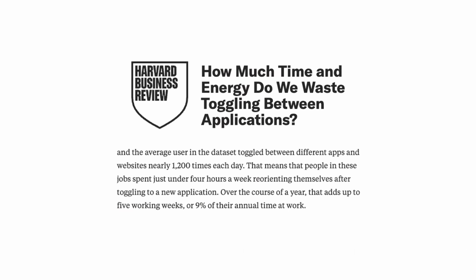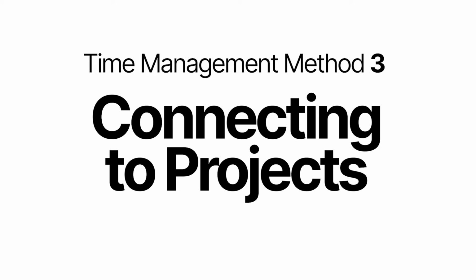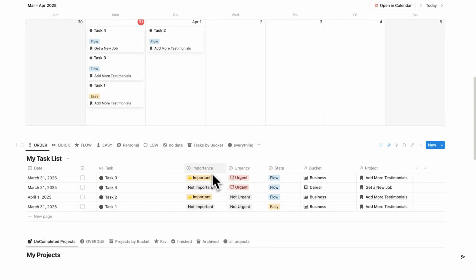See, people will spend around 4 hours per week reorienting themselves after toggling between a new application. So if all the relevant information is in Notion, then you don't have to keep switching apps. And that's how I connect tasks to what matters. Okay, so I have my task list here with the Eisenhower Matrix.